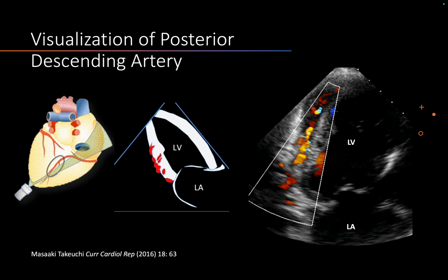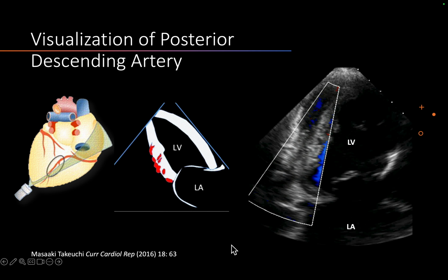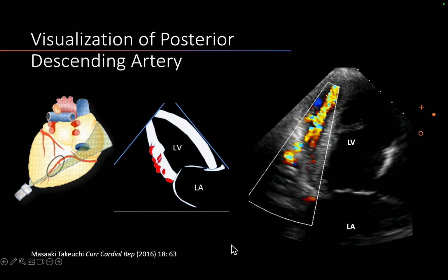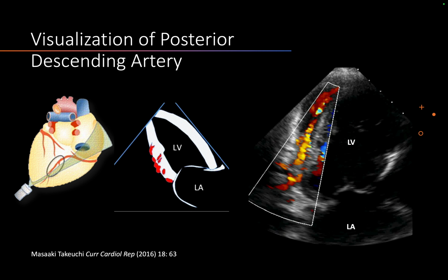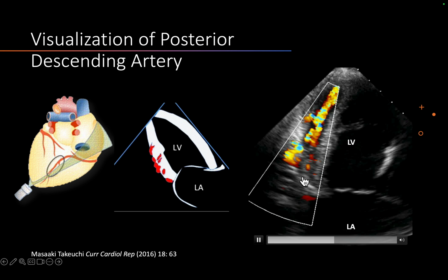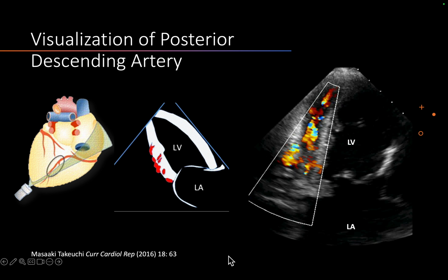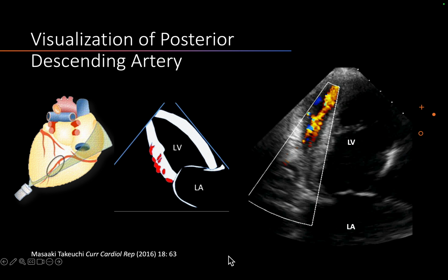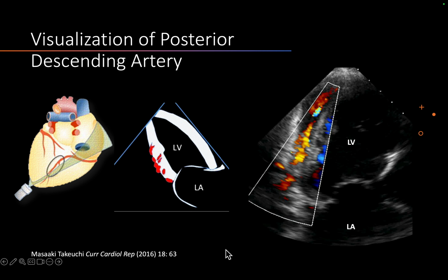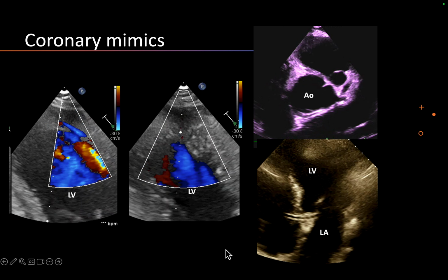Visualization of the posterior descending artery: you look at it from the 2-chamber view, the LV and the aorta, and that's where you see the posterior descending artery in the posterior interventricular groove. That was the patient of Kawasaki. We had a markedly increased flow there, and that's why you could see aliasing in a very long length of the posterior descending artery. A normal posterior descending artery on color Doppler is fairly difficult to visualize, being a small artery.